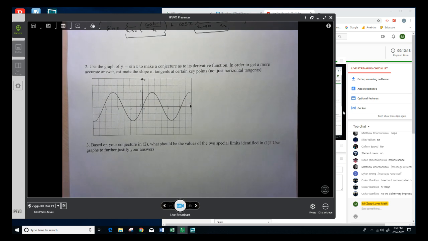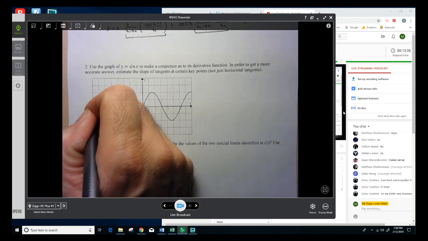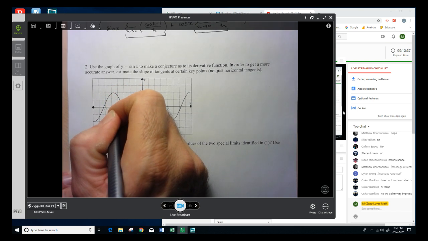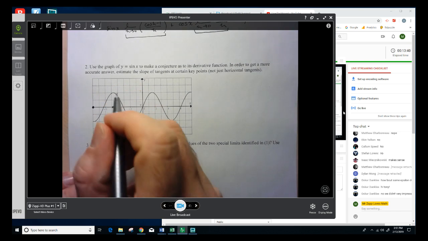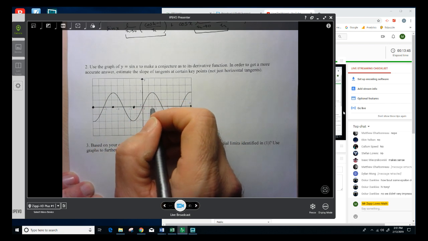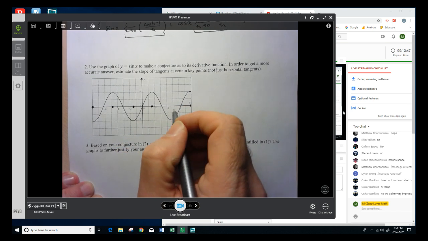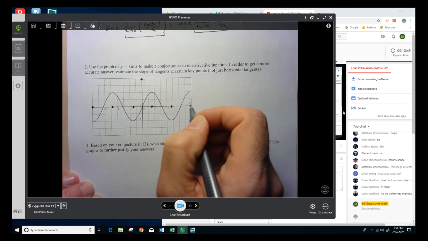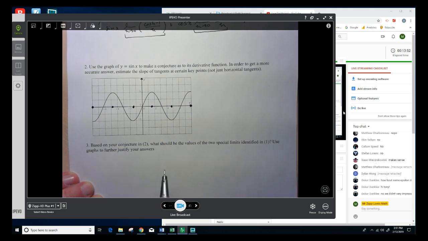What I'd like you to do, while I'm talking a little bit, is start filling out the information on this graph in order to draw the derivative given the graph of the function. The first thing you should be doing is putting points anywhere this function has a horizontal tangent. Horizontal tangent means the derivative is going to have an x-intercept there. So we have lots of x-intercepts.